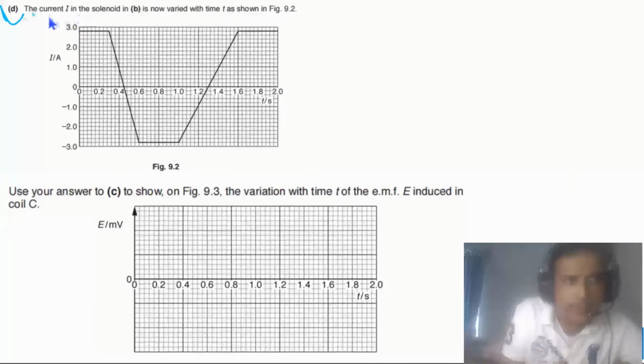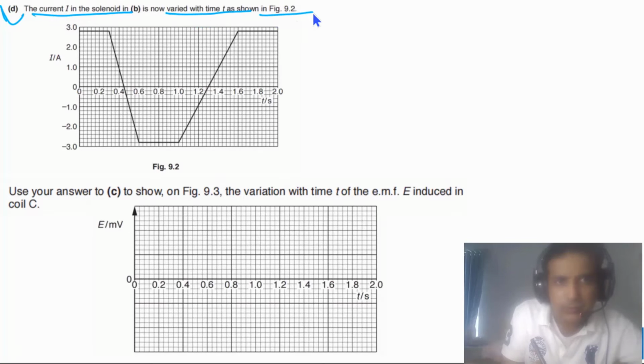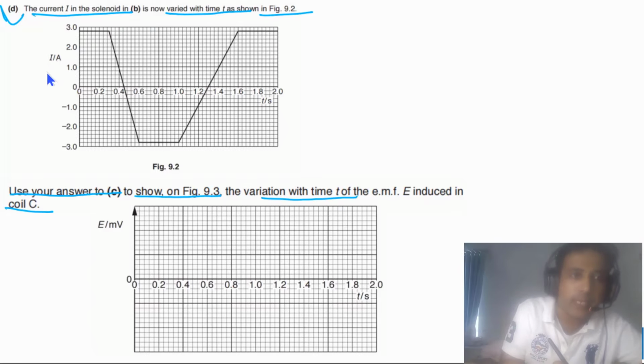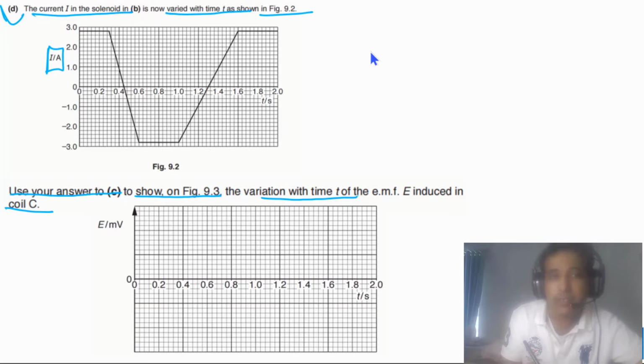Part D says the current I in the solenoid in B is now varied with time t as shown in figure 9.2. Use your answers to C to show on figure 9.3 the variation with time t of the EMF E induced in coil C. So we have an I against time graph and we need to sketch an EMF against time graph.